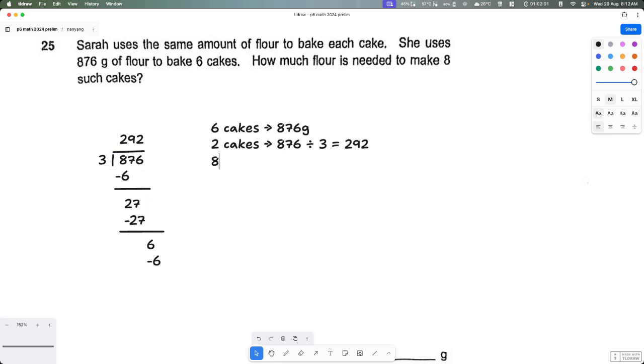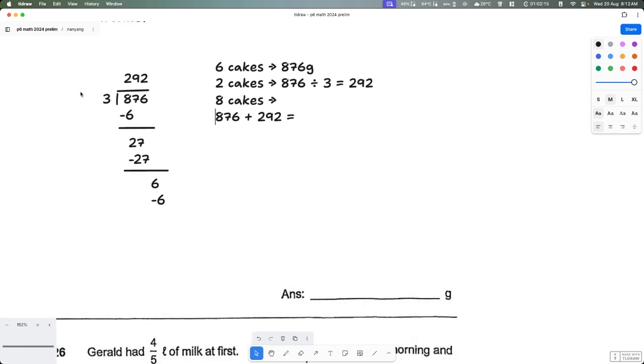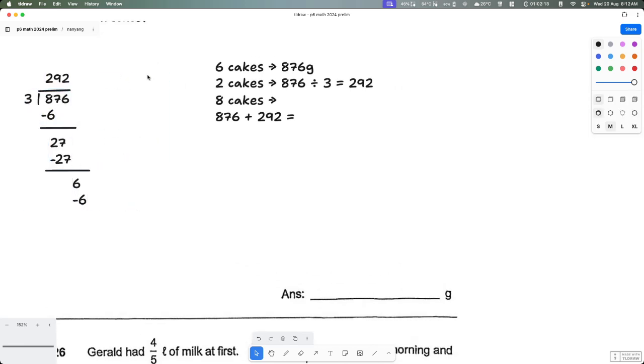All right, so 8 cakes is equal to 876 plus 292. Okay, wow, when you have a lot of numbers like this, not a big fan, but sure. So 876 plus 292, and we will just add them up. So 6 plus 2 is 8, 7 plus 9 will give us 16.